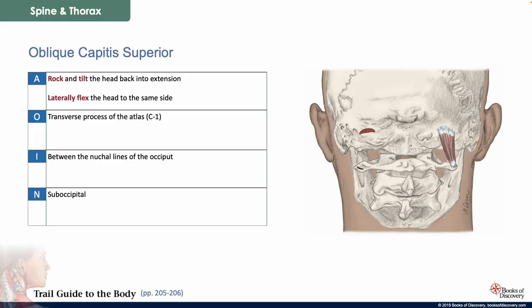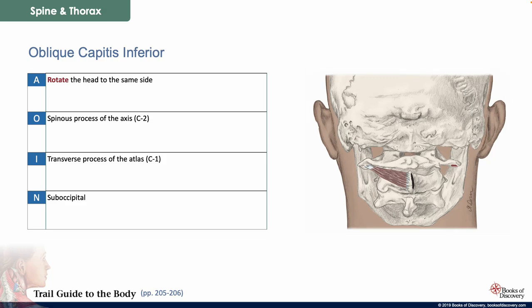All right, the oblique capitis superior. If there's a superior, there's probably a great chance there's an inferior, right? So this oblique capitis superior will again rock your head into a yes position. Laterally flex to the same side as well. So since it's now so far out, it's going to give you a tiny little lateral flexion. It originates on the transverse process of C1 or your atlas. Runs up and connects on the nuchal line of the occiput.